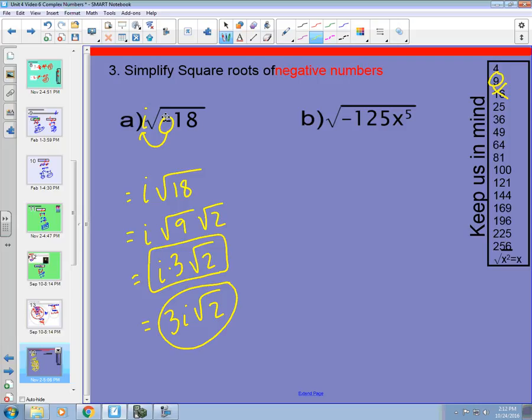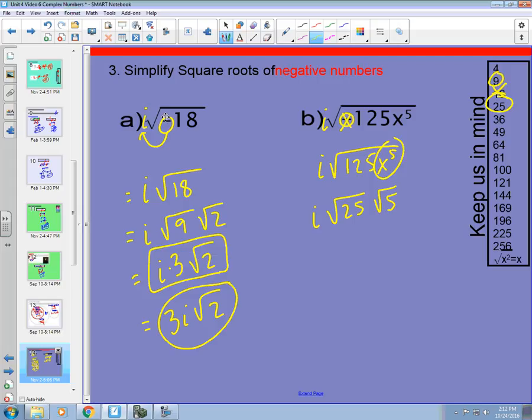All right, let's try B. Again, we see a negative. So any negatives, we're going to take that outside of that and turn it into an i. So now it would be i square root of 125x to the 5th. Okay, so do any of these perfect square numbers go into 125? Well, 25 certainly does. So if you take 125 and divide by 25, you find out that 25 times 5 is 125. Okay, but then we still got this x to the 5th part.